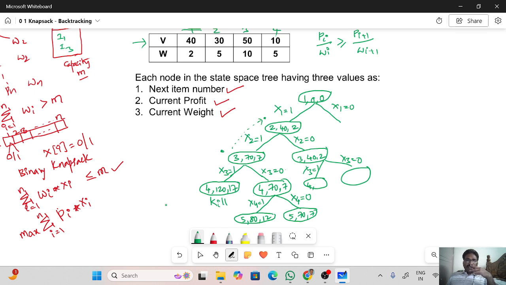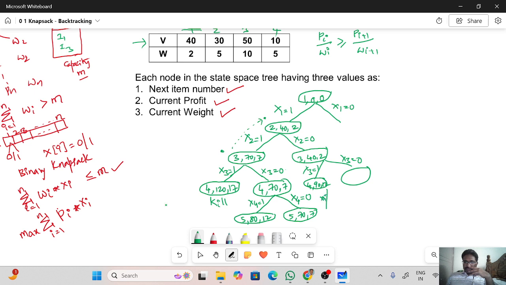What is the profit I am getting? 40 plus 50, 90. What is the weight I am getting? 2 plus 10, 12. Is 12 greater than 16? No. I expand this node.